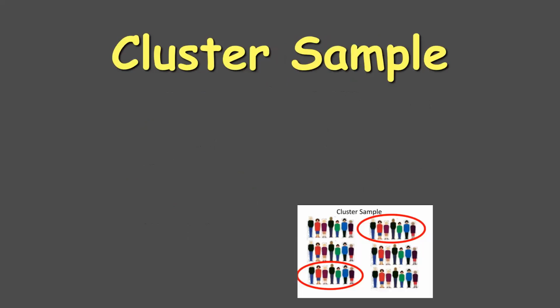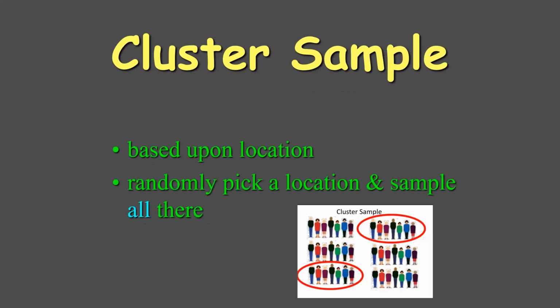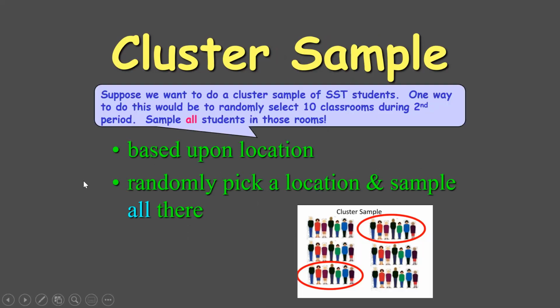So a cluster sample, okay? Another type of sample is a cluster sample. And a cluster sample is when we group based on location. Maybe we are picking only the first row, maybe only a certain column. Cluster is based on location. So maybe we're sampling five from each city, okay? So cluster is based on location.